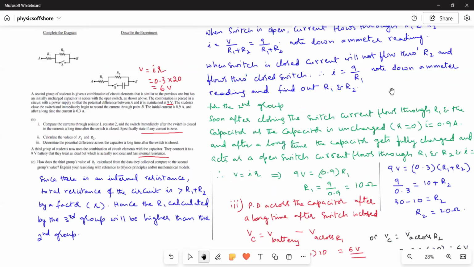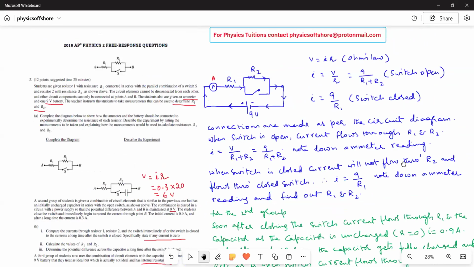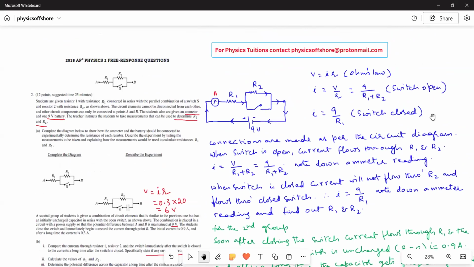Hope this helps. This is simple. First, you should know where to connect the ammeter. Whenever we are connecting the ammeter in a circuit, it should be in series to measure the current. The ammeter should be in series with the other components so that the same current flows through the ammeter and we can measure the current. That is the thing you should know.